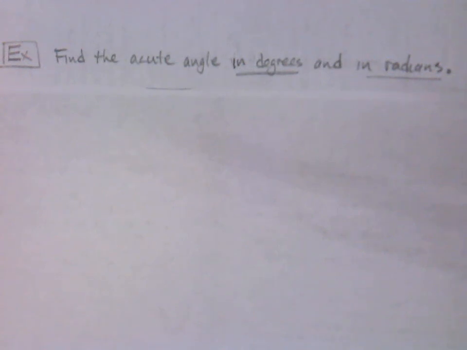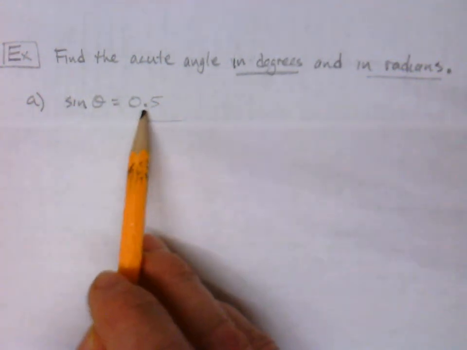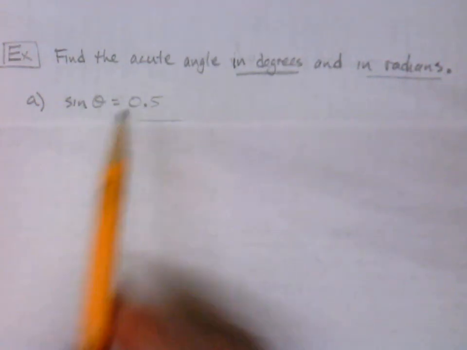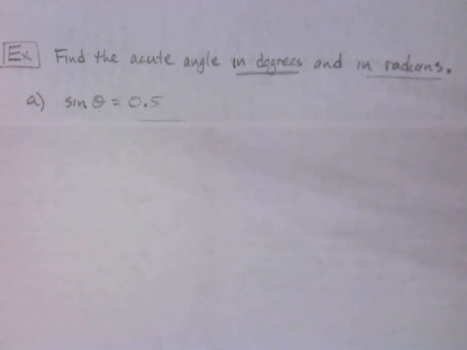Here's an example. Find the acute angle in degrees and in radians, and they're going to switch it up on us. Now we're told the sine of theta equals 0.5. We know what it equals. What is the angle? It's so much easier if they tell me the angle, right? Now I got to work backwards.